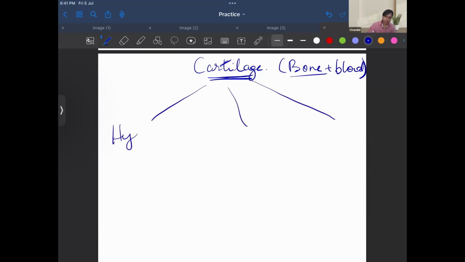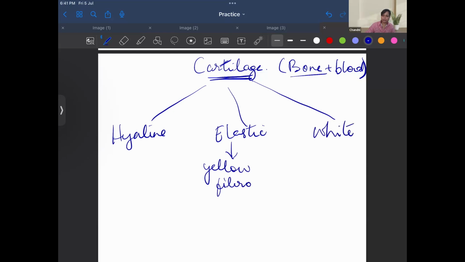No? Okay, so the yellow is also called elastic cartilage. And then you have the white fibrocartilage. So if anybody asks you what is the yellow fibrocartilage, now you know elastic cartilage is also called yellow fibrocartilage.